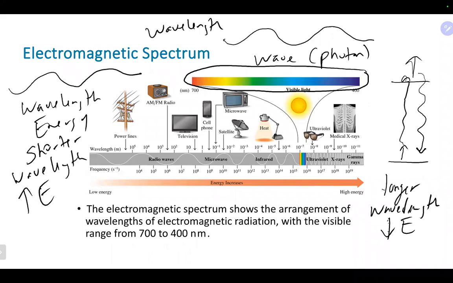So this is the electromagnetic spectrum. On this side over here, the wavelength is like 10 to the 5th. Over here it is a lot smaller, 10 to the minus 11. It's much smaller on this side, which means this is much higher in energy. On this side is a longer wavelength, and it is a lower energy. So on the longer wavelength, lower energy side, we see things like radio waves, right?